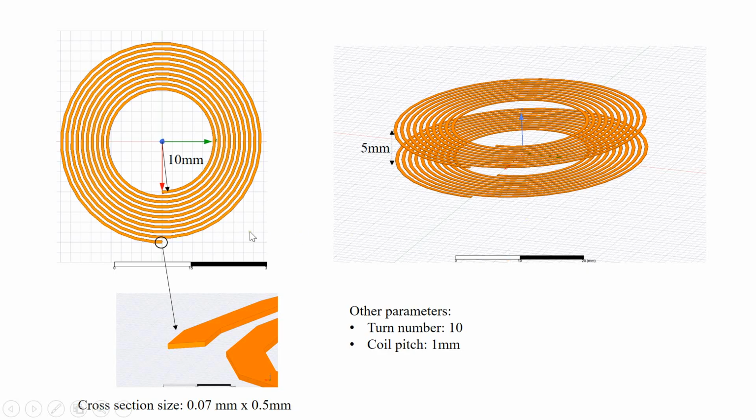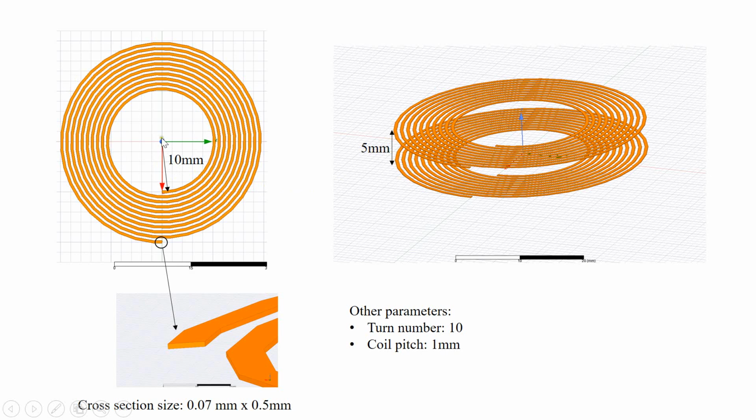Hello everybody, today I would like to show you how to simulate a wireless power transfer system in Ansys Maxwell 3D. The wireless power transfer system includes two windings like this. The separation between them is 5 mm.